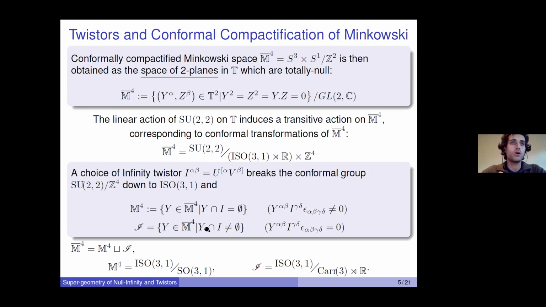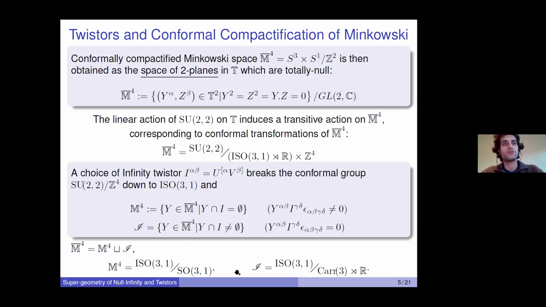So you pick a point, so an infinity twistor, and it breaks the conformal group down to Poincaré. So this Poincaré group is the stabilizer of this plane inside the twistor space. And now you have a Poincaré group, and this Poincaré group acts on these conformal compactifications, but you have different orbits. One of the orbits is just Minkowski space, but then another orbit is the null-infinity.